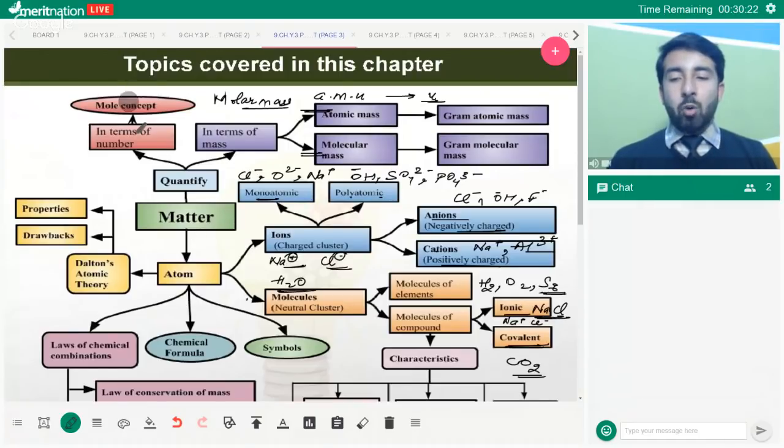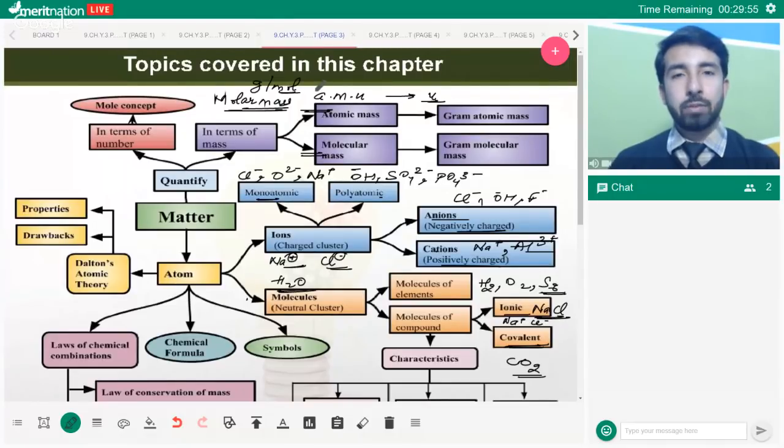Okay, now the mole concept we'll be discussing. When we want to quantify matter in terms of number, then we use the mole concept. So before that, let's first discuss your molar mass. Your molar mass is the mass of 1 mole of that substance, and its unit is gram per mole.